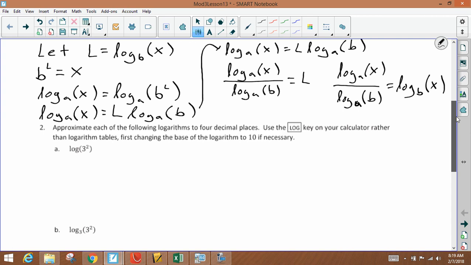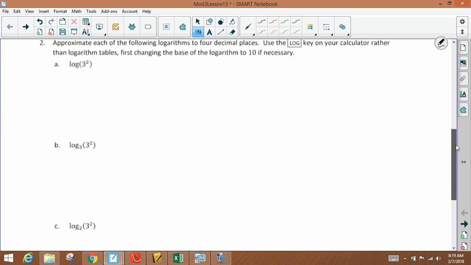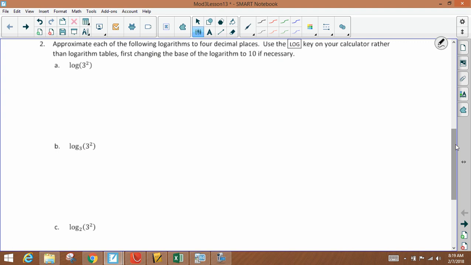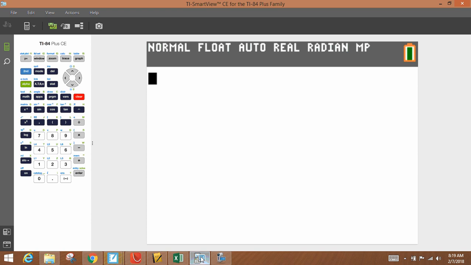All right, so we're going to go ahead and apply that formula. I'll write it down after we do this. Now, the cool thing is on your calculator, you have a button, that right there, log base 10. Your button on your calculator is log base 10.